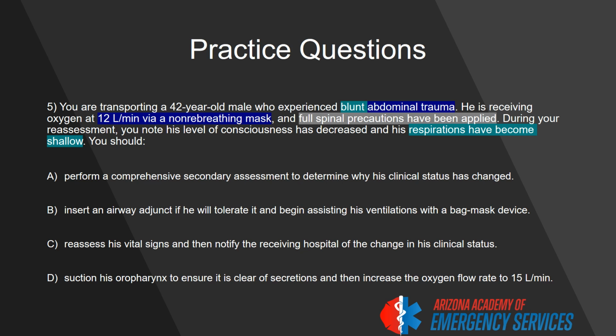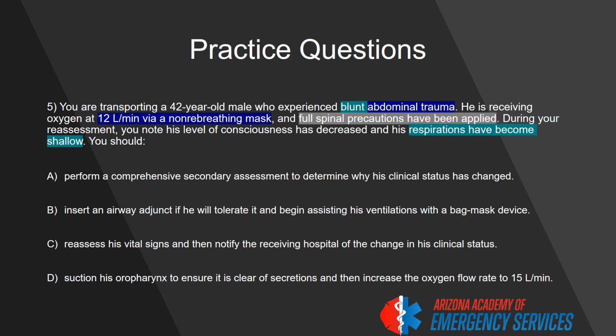And for secondary information, we've identified full spinal precautions have been applied. Other than the abdominal trauma itself, we don't see any reason that the patient should be in full spinal precautions. The question didn't say anything about the abdominal trauma coming from some mechanism of injury that would involve the spine, but for whatever reason, the question tells us that he is in full spinal precautions. So we can identify that as secondary information and not let it distract us from what really needs to happen.